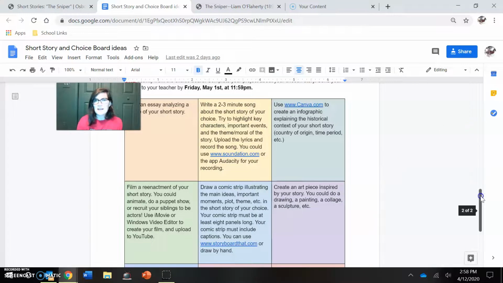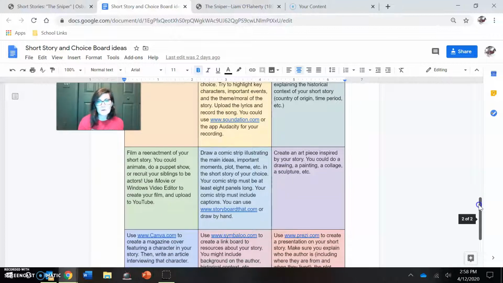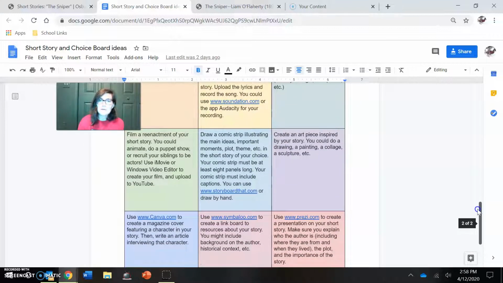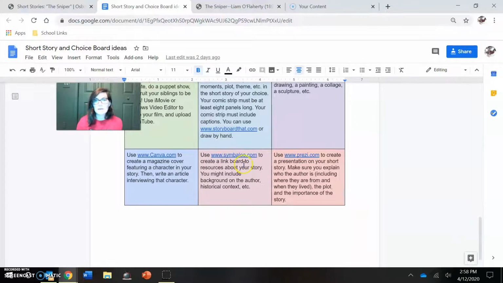You can write an essay, you can create a song, you could do an infographic of historical context, you could film a reenactment of your story, do a comic strip, create an art piece, do a magazine cover and interview a character. This one's kind of cool, the Symbaloo, which is like a link board to resources about your story. So if you're kind of into research, that would be fun.